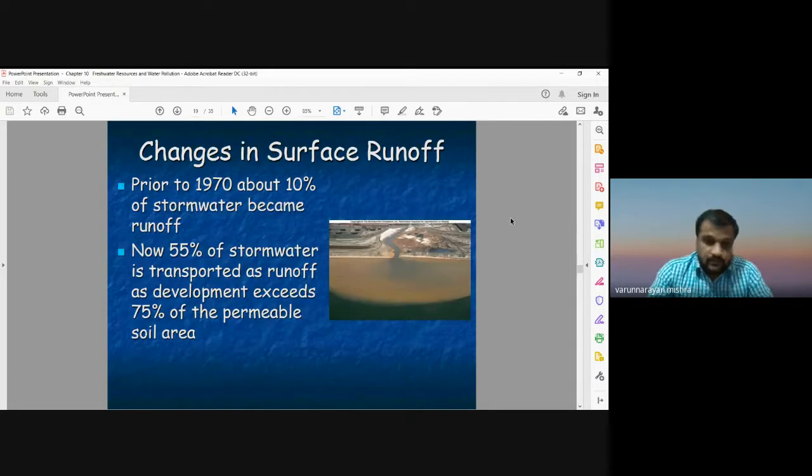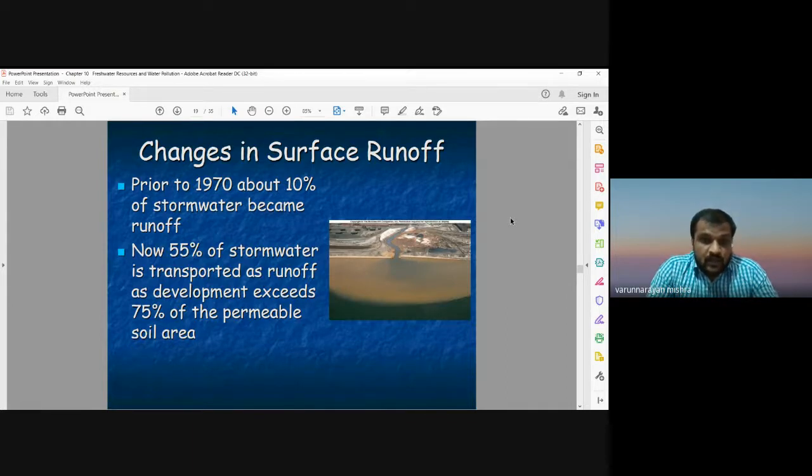Okay, and surface runoff is also changing over a period of time because of climatic change. Prior to 1970, about 10% of the storm water became runoff. Now 55% of the storm water is transported as runoff as development exceeds 75% of the permeable soil area. So there may be a very high rate of change in the surface runoff, which may be because of climatic change.